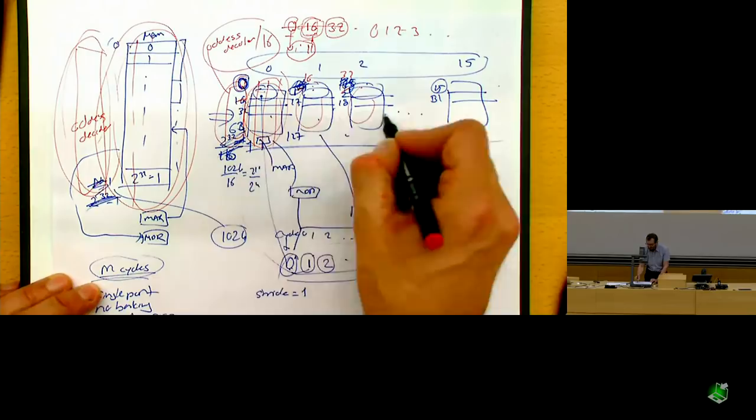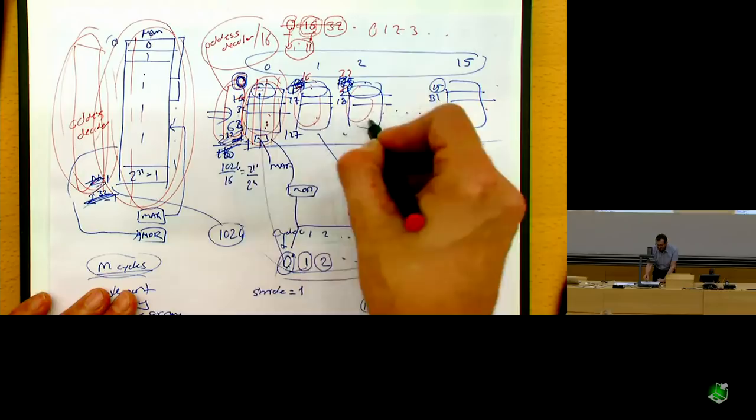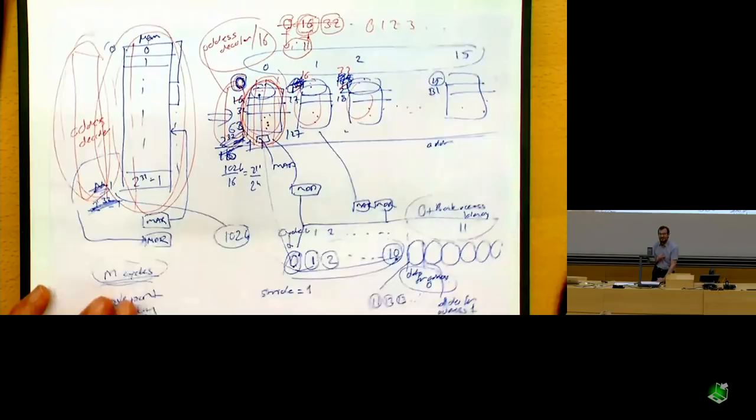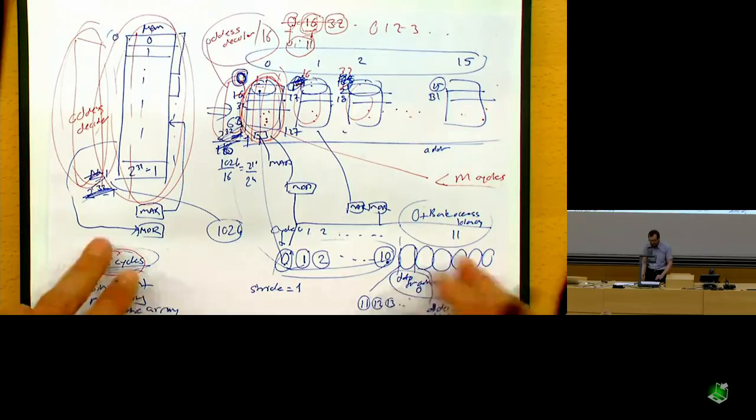So you kill two birds with one stone by banking the memory or partitioning it. One, you enable the starting of consecutive accesses in consecutive cycles. Second, you reduce the latency of each access. So the latency here is m. I can guarantee you that the latency over here will be less than m cycles. Of course, it depends on how many banks you have and how you actually design your memory. So that's the idea of banking.